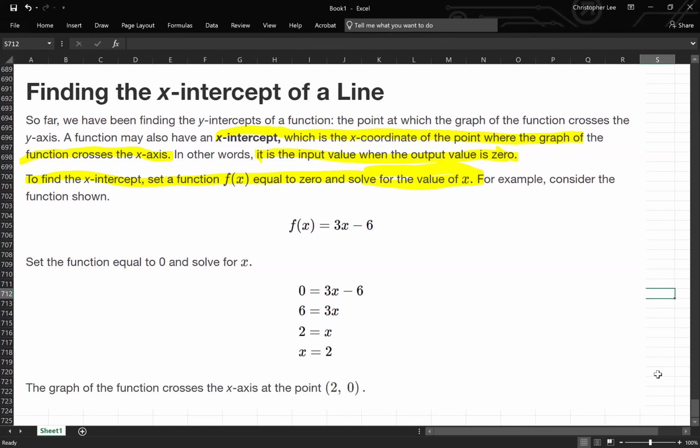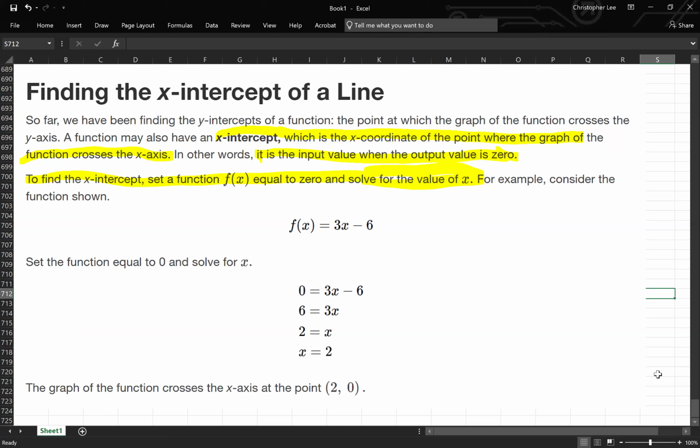Finding the x-intercept of a line. So far, we have been finding the y-intercepts of a function, the point at which the graph of the function crosses the y-axis. A function may also have an x-intercept, the point where the graph of the function crosses the x-axis. In other words, it is the input value when the output value is 0. Said a little differently, I'm going to give you a function, set the equation equal to 0, solve for x. That's it. All right. So to find the x-intercept, set the function f of x equal to 0, solve for the value of x.